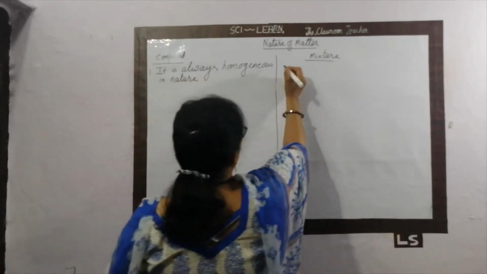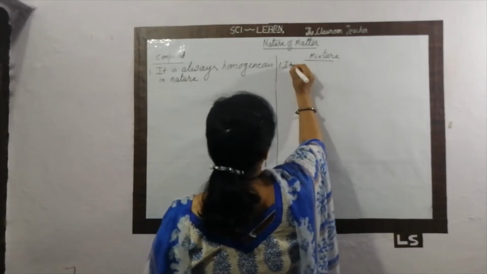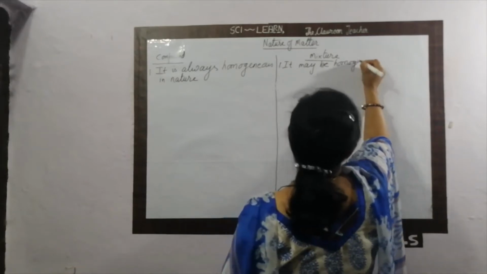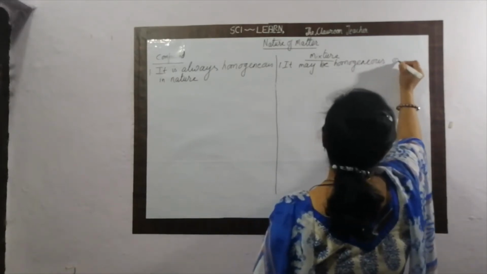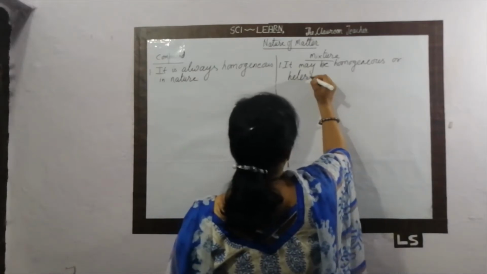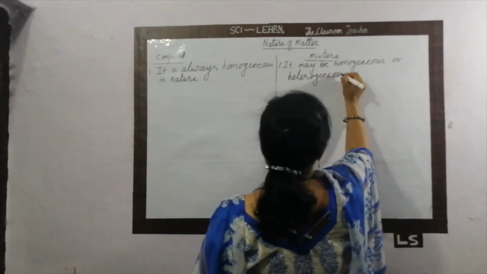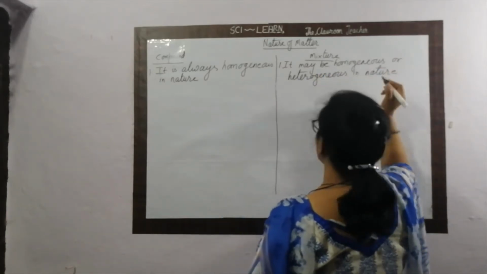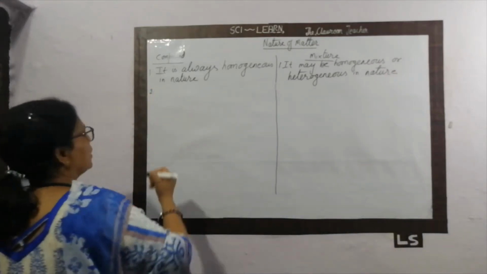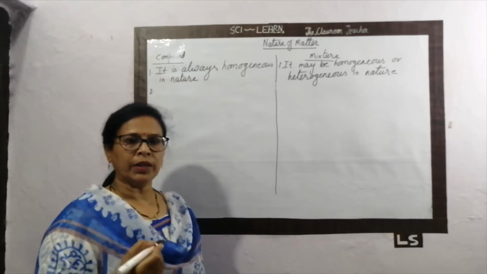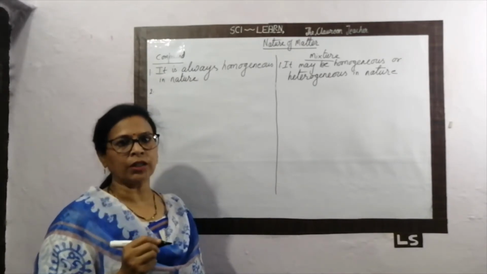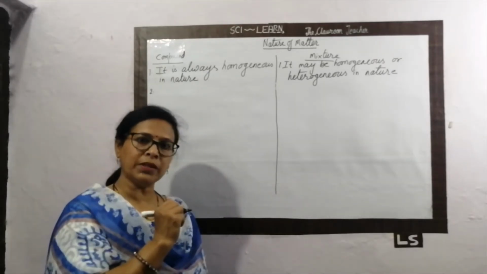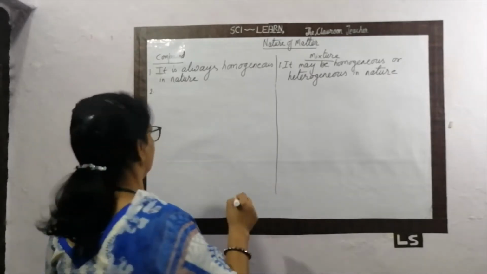But what about the mixture? Mixture may be homogeneous or heterogeneous in nature. As we know, there are two types of mixture, one is homogeneous and one is heterogeneous. The second difference between these two: the substances present in the mixture can be separated by physical method. It means the substances cannot be separated in a compound by any physical method.